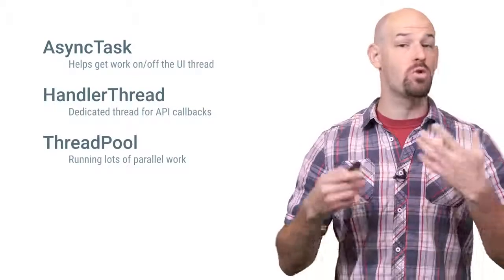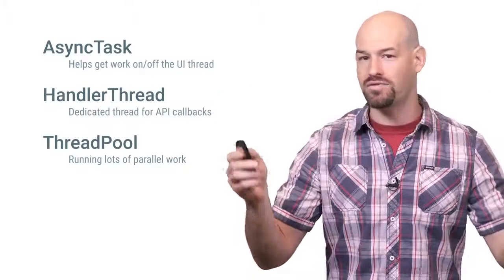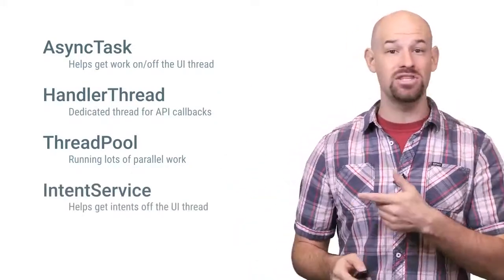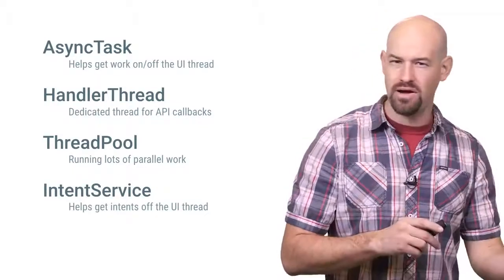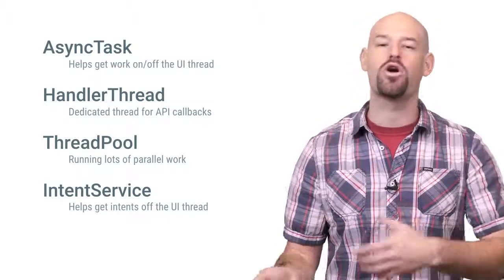The gist here is that while AsyncTask makes it really easy to move work off the UI thread, it's far from being a silver bullet. So don't be afraid to check out some of the other threading primitives in Android in case you need a little different use case. For example, handler threads are great when you need a dedicated thread for callbacks to land on. Thread pools work best when you've got a mountain of small work objects to do. And intent services are really ideal for background tasks or when you need to get intent work off of the UI thread.